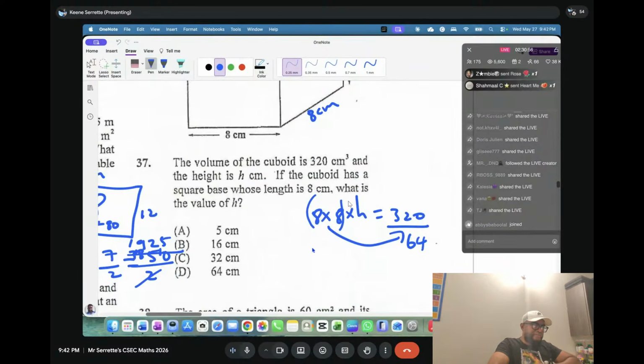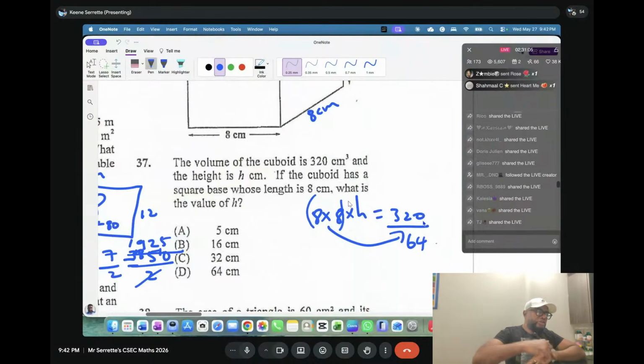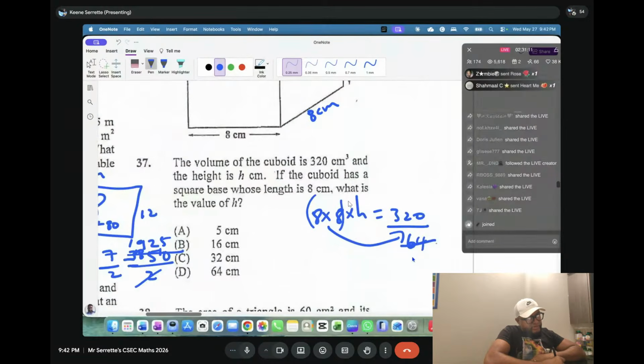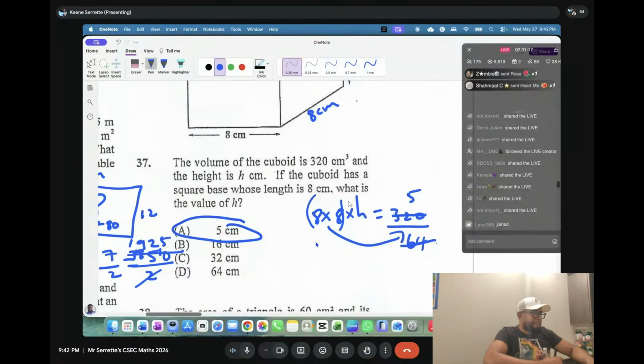Which one again here? Anybody worked it out? You think it's 16? But look at me go this way. Yeah, 5. 5. Right. We don't have to work that.